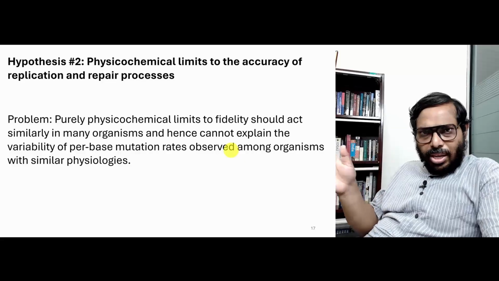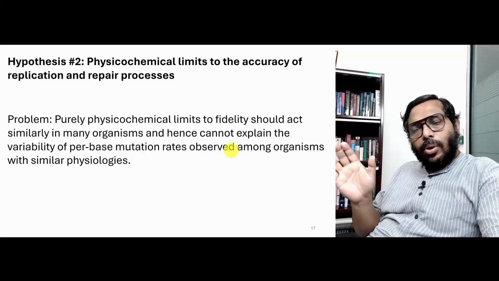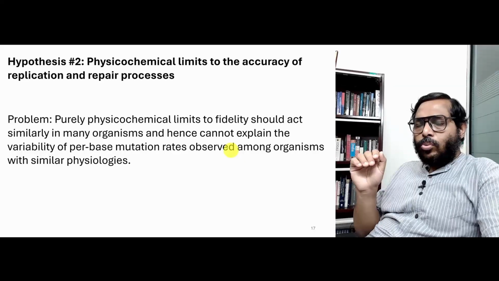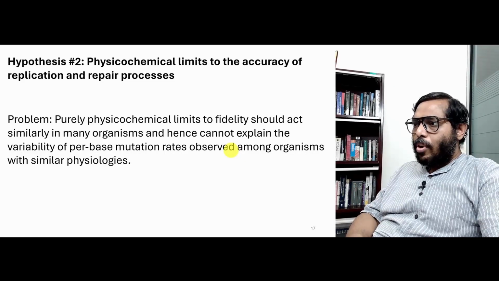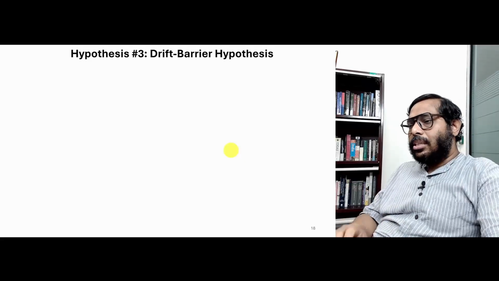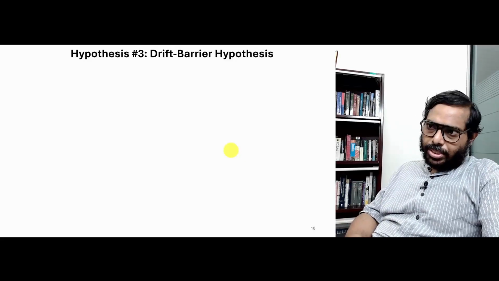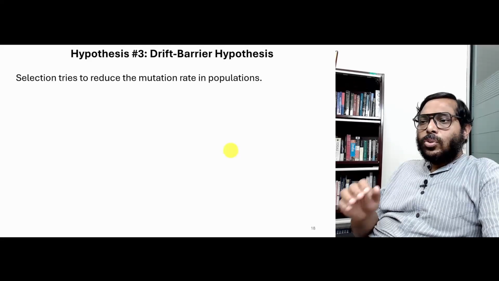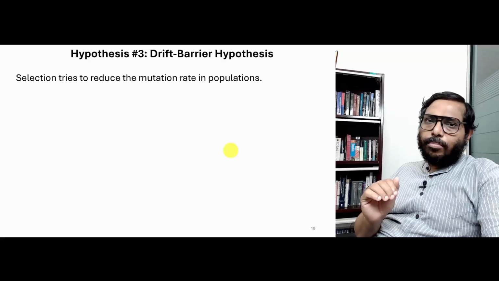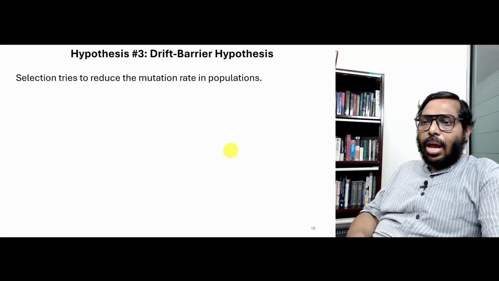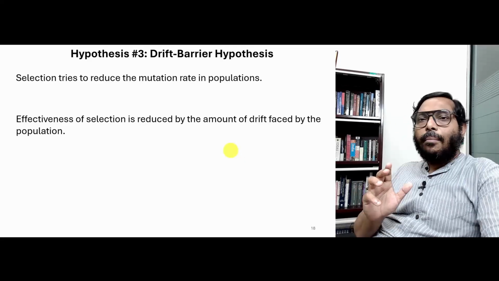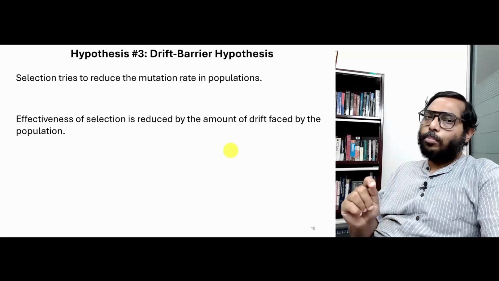As I said, there are many other hypotheses and one can examine them in an advanced course. We will not go into those, we will go straight into a hypothesis which as of this moment seems like the most credible one, and this is the so called drift barrier hypothesis. So, what does it say? It says that selection is continuously trying to reduce the mutation rate in populations. However, the effectiveness of selection depends on the amount of drift that is being faced by the population.